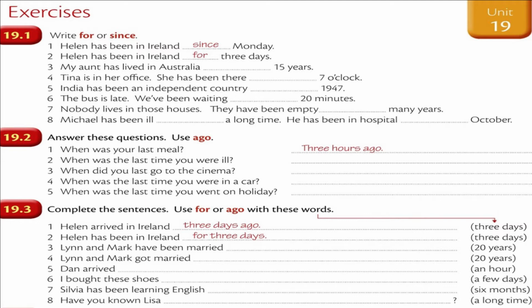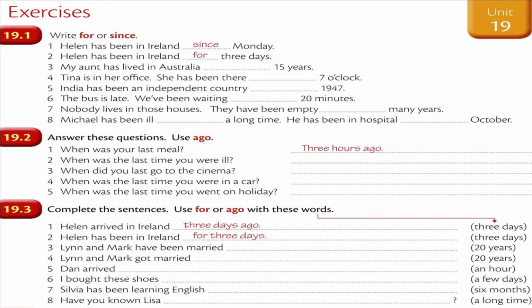Now, exercise number 19.2. Answer these questions. Use ago. Number 1. When was your last meal? 3 hours ago. Number 2. When was the last time you were ill? 3 months ago. Number 3. When did you last go to the cinema? 1 year ago. Number 4. When was the last time you were in a car? 3 days ago. Number 5. When was the last time you went on holiday? 1 year ago.